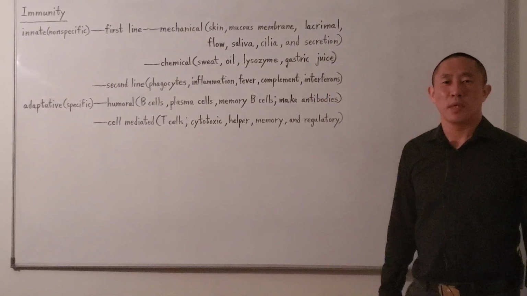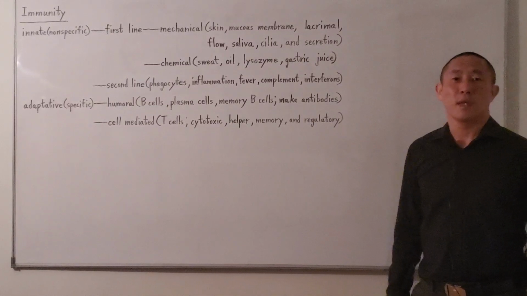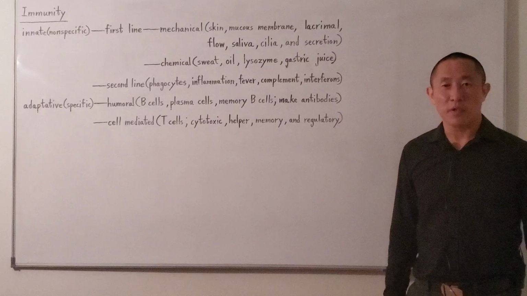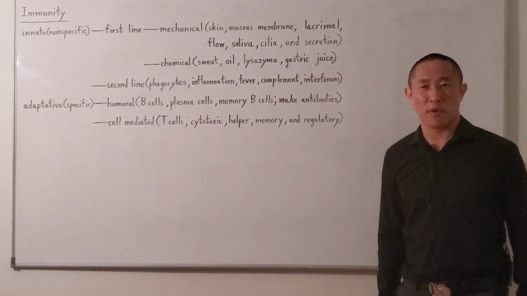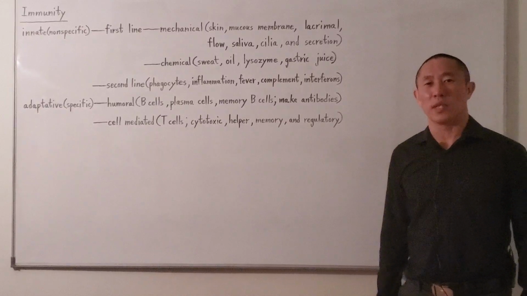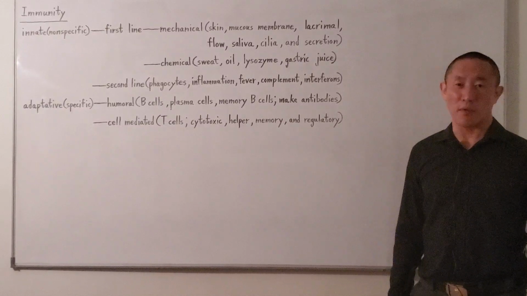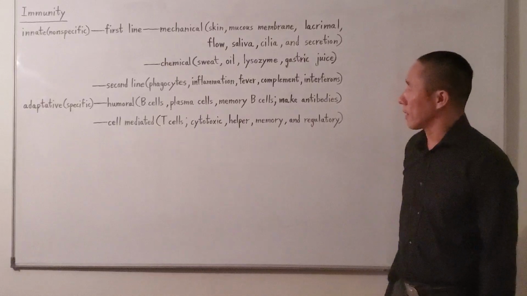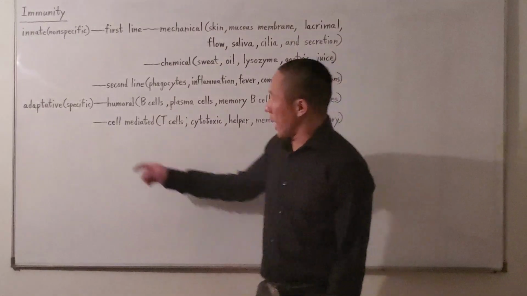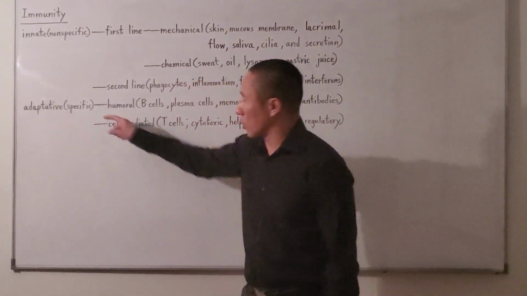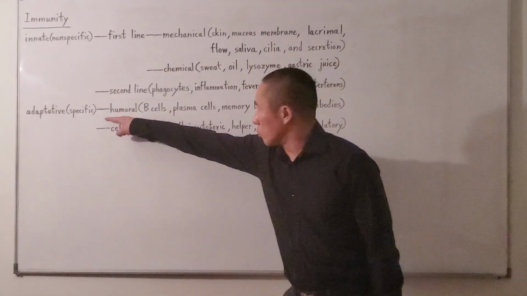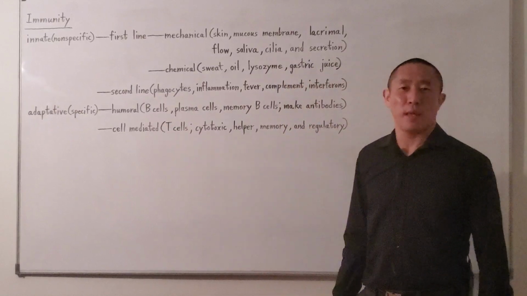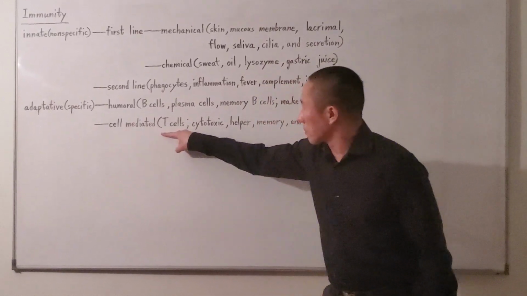Now, interferons are commonly secreted by cells when the cell is infected by a virus. Now, when the cell is infected by a virus, the cell will release interferons to tell the neighboring cells, hey, there's a virus infection. Okay. Now, the adaptive immunity, also called the specific immunity, includes humoral immunity and cell-mediated immunity.